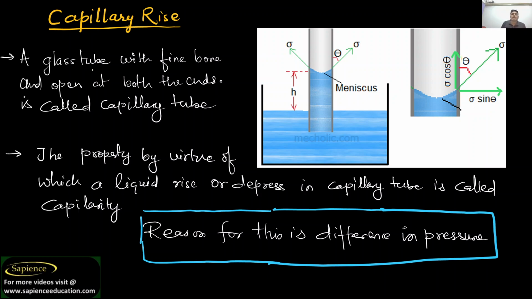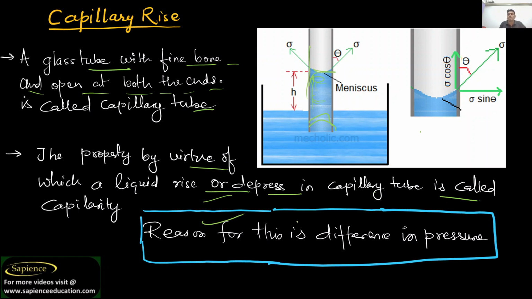See here, a glass tube with a fine bore and open at both ends is called a capillary tube, and the property by virtue of which a liquid rises or depresses in a capillary is called capillary action. Sometimes it rises, and sometimes it gets depressed. It may happen like this here, forming a meniscus like this. So it is known as capillary rise.